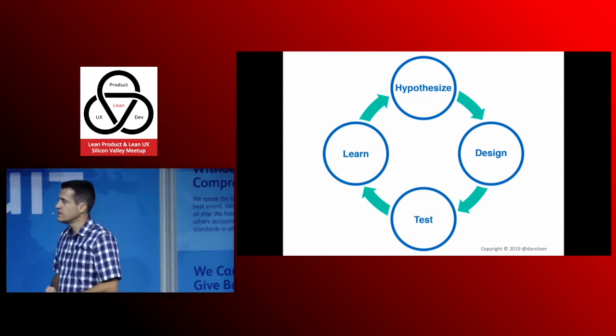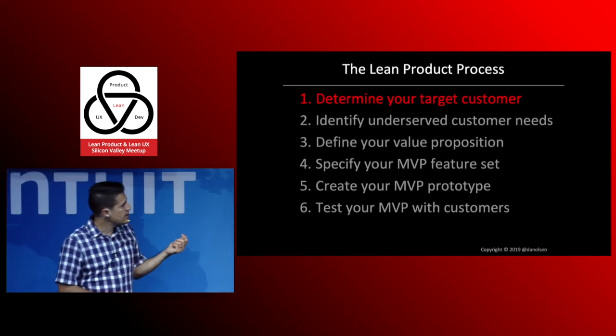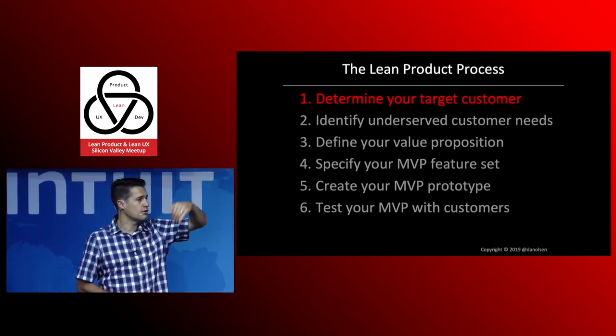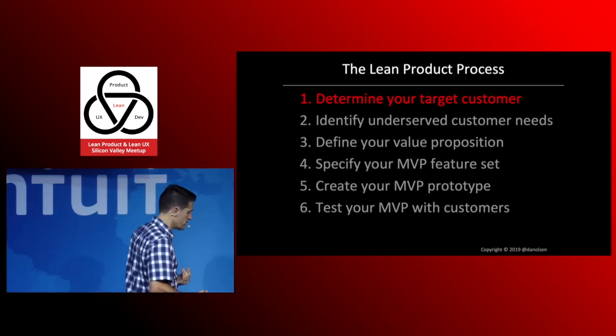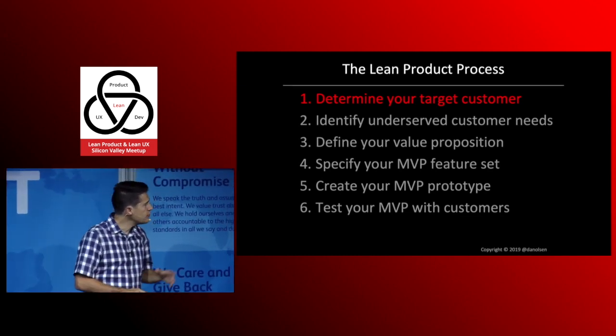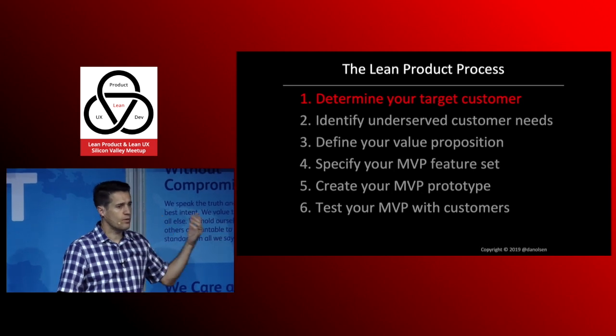So that's the idea. So step one, it's important actually to cover target customer because we're going to close the loop. In step six, we close the loop, and we want to make sure we know who we're going to do research with. And by the way, you can apply this process for a new V1 product.